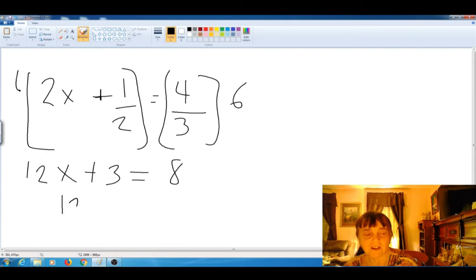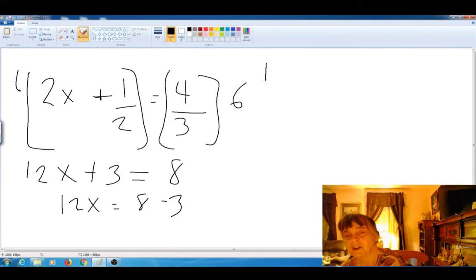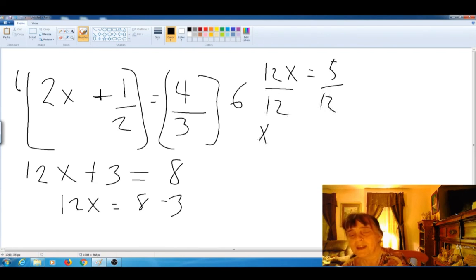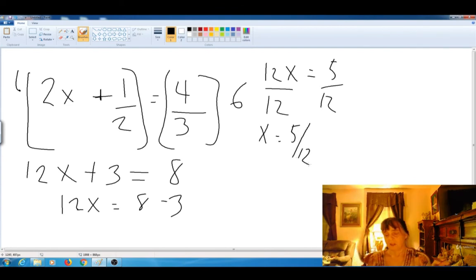So 12x equals 8 minus 3. 12x is 5. And then divide both sides by 12. So x is 5/12. Okay, so that's how you solve a linear equation.